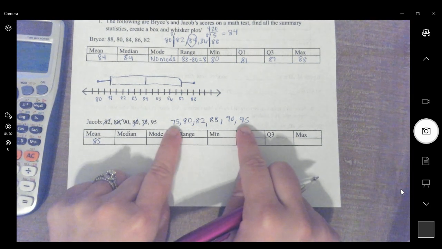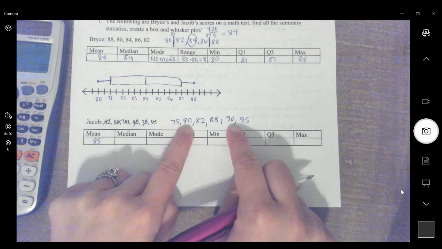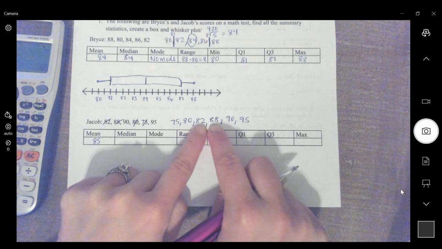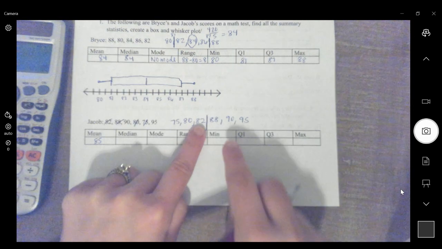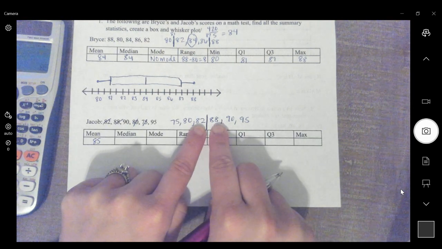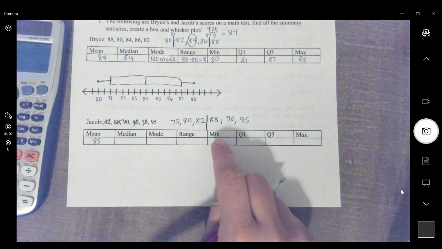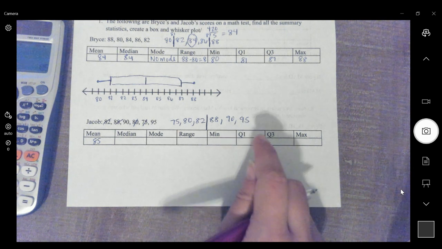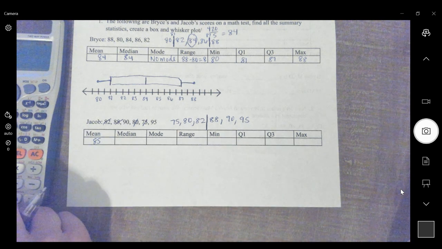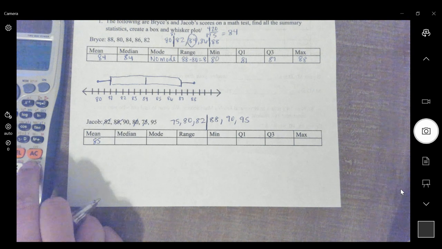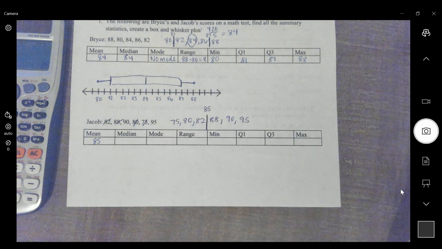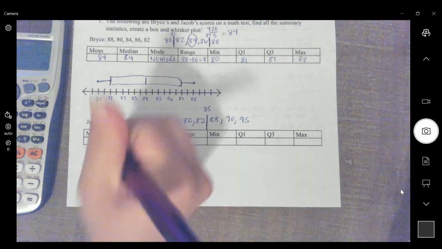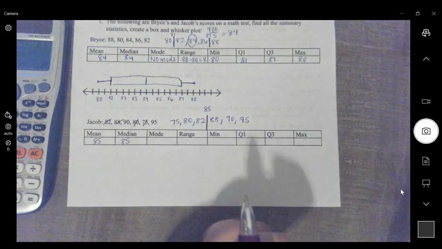So start on the outside. We need to find the exact middle. Okay, so I don't have a number to go to, so my middle is actually between these 2 values, the 82 and 88. So you can figure out the middle of those 2 numbers, or you can add them together and divide by 2 to average them. And so the middle of 82 and 88 is 85. So that is my median.